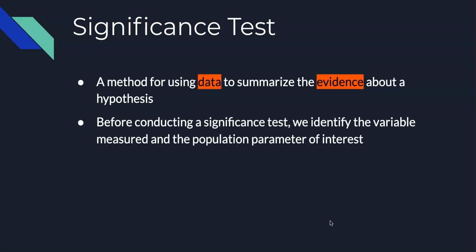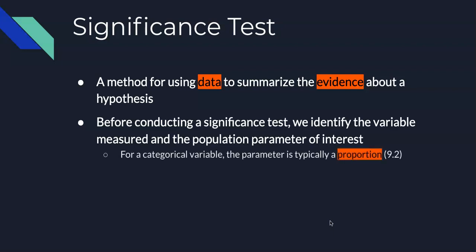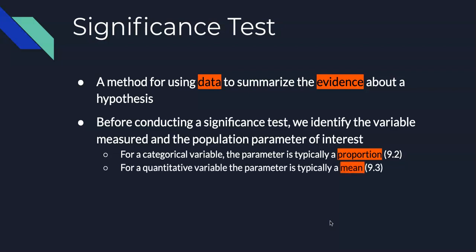All right. Before conducting a hypothesis test, we identify the variable measured and the population parameter of interest. In the pizza example, it was a mean, right? And the success rate in a stats class was a proportion. So for categorical variables, the parameter is typically a proportion, and for a quantitative variable, the parameter is typically the average or mean. Okay? So in section 9.2, we're going to do a significance test for proportions.